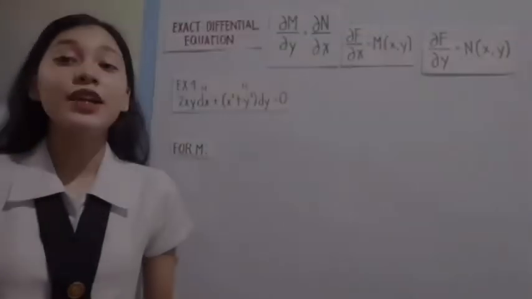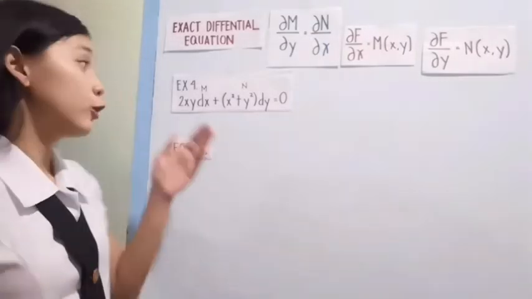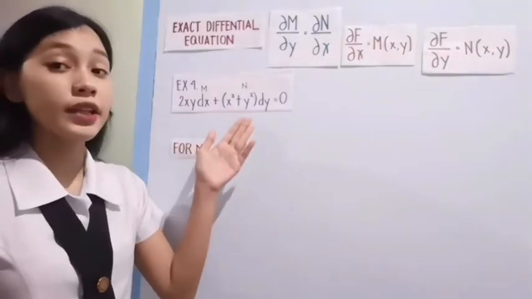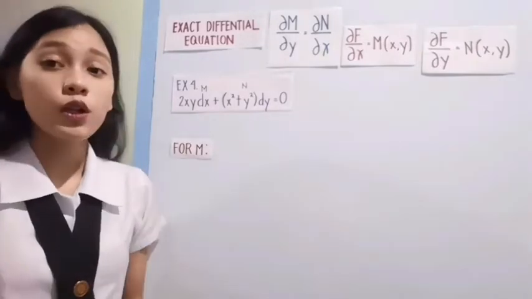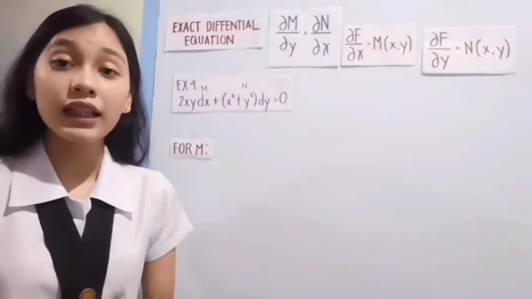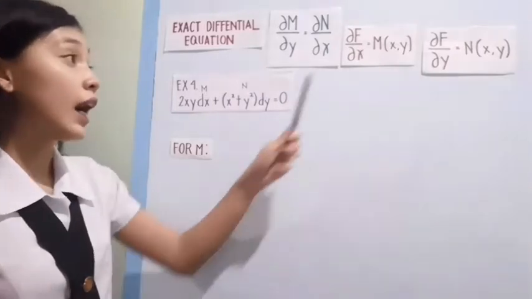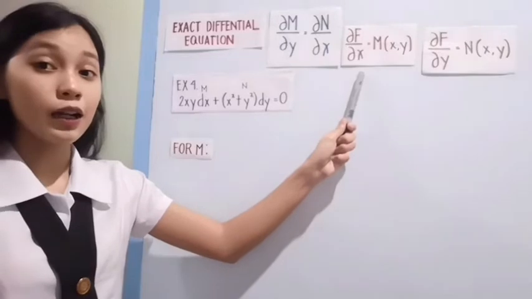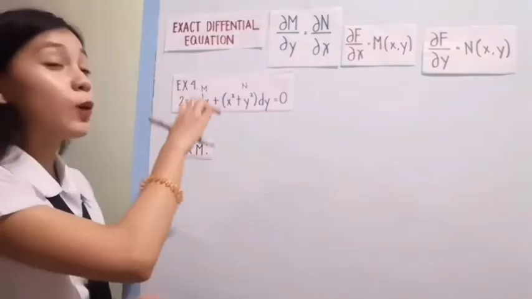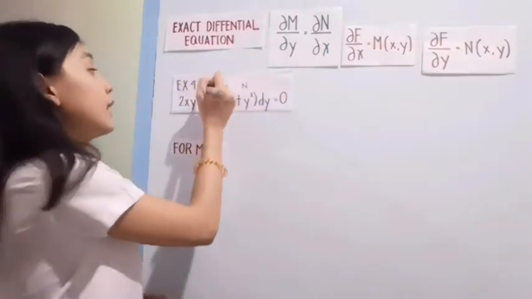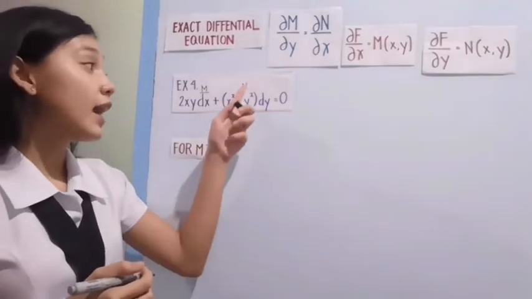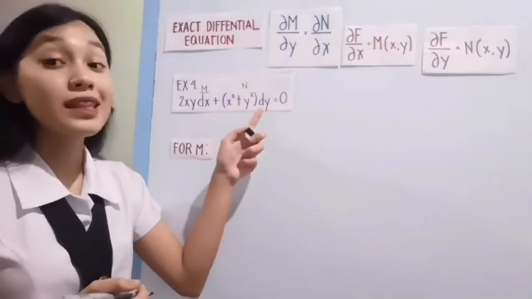Ngayon, mag-proceed naman tayo sa example number 4. Meron tayong 2xy dx plus x squared plus y squared dy is equals to 0. So, ngayon, kailangan nating malaman kung alin ba yung m at n natin. Alam natin, ang m ay with respect sa x at ang n ay with respect sa y. So, simply by looking at our equation, makikita natin ang m natin ay ang 2xy dx at ang n natin ay ang x squared plus y squared dy.